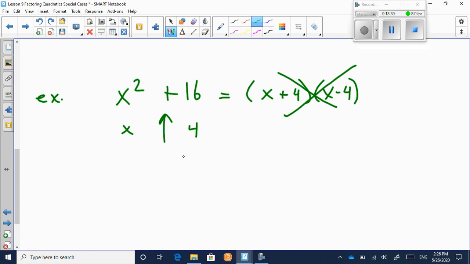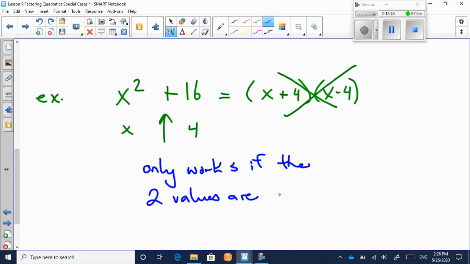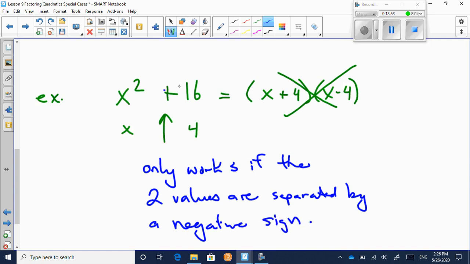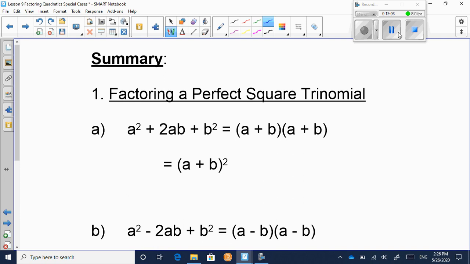It only works if the two values are separated by a negative sign. Okay, so just be aware, because that one was positive, there are no roots for that one. Okay, so give those homework questions a try and we'll go from there. Thanks.